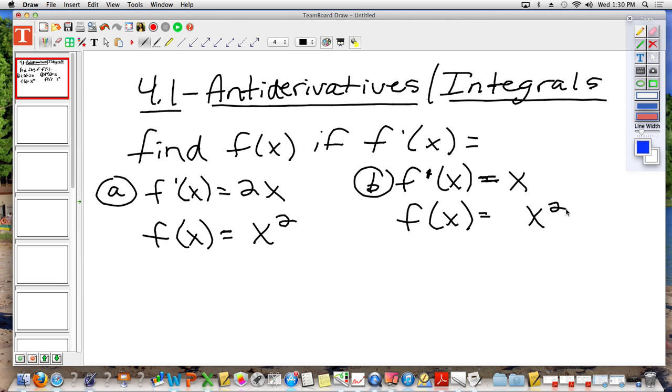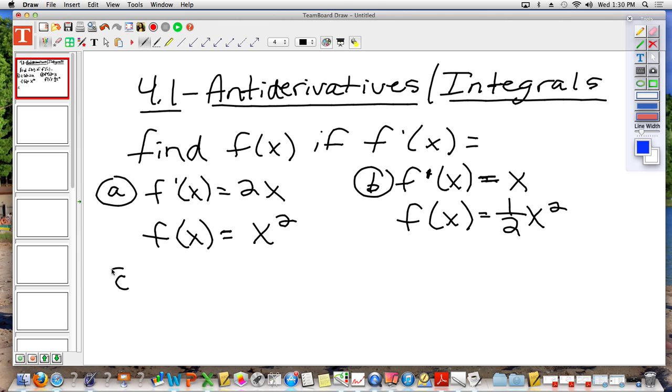So what do we have to put in front of this x squared so that we would have a 1 x? 1/2. Good job, Ross. So it would be 1/2 x squared. The derivative of 1/2 x squared, 2 times 1/2 is 1. You subtract 1 from the power, and you're going to have just an x.